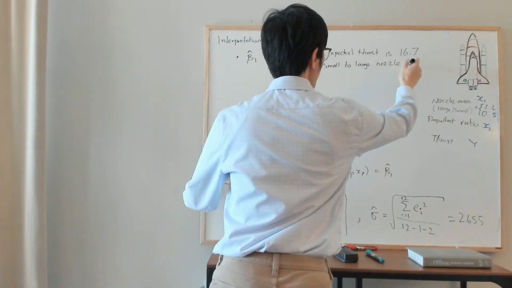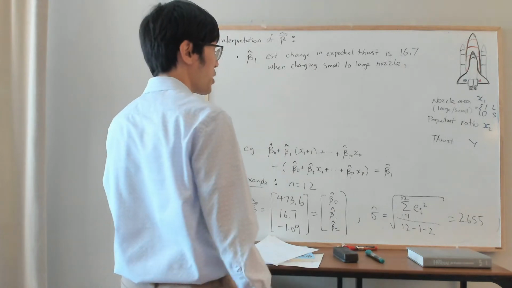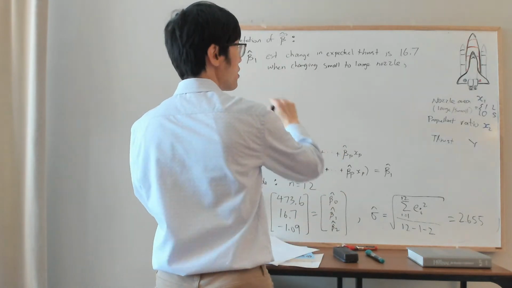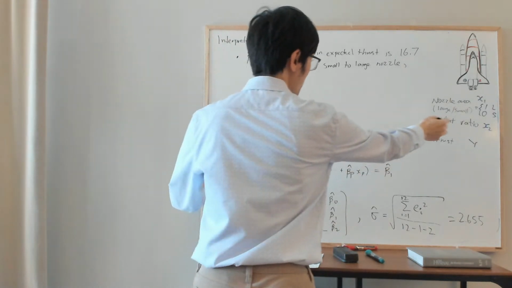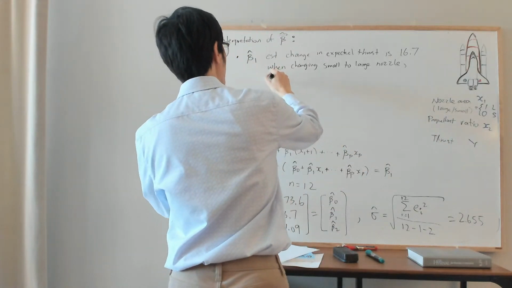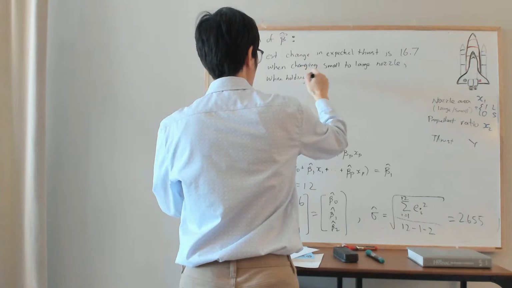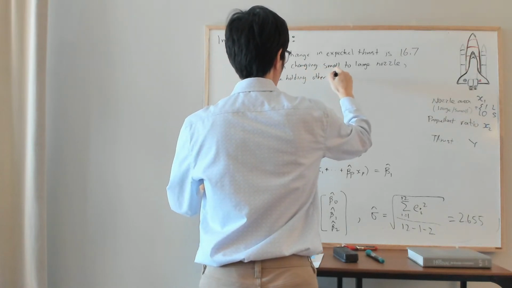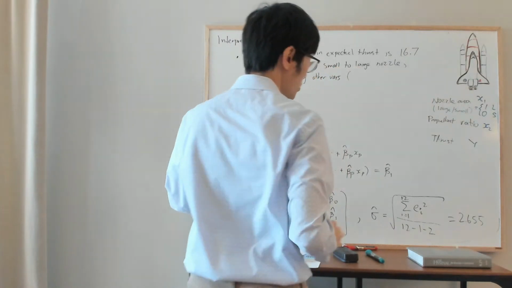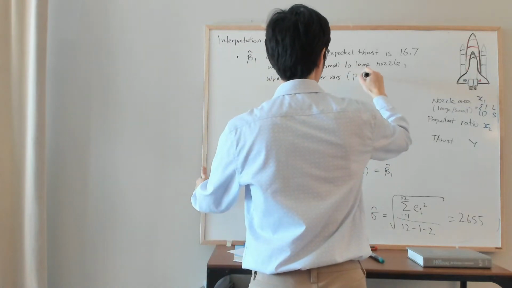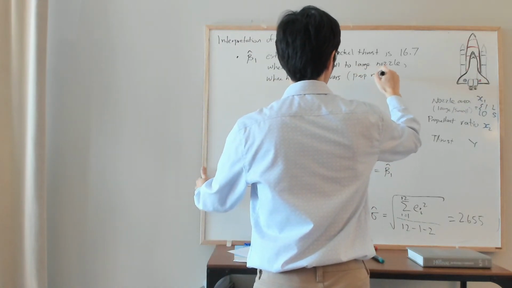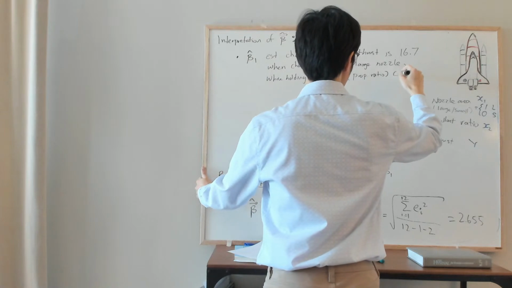Okay, and then let's use the phrase we had before. In this case, we need to hold the other variables constant. In this case, there's only one, so while holding other variables, in this case, we can actually write it as the propellant ratio constant.